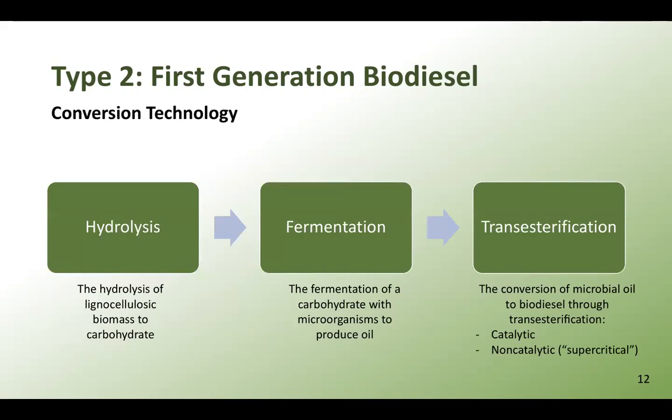As for the conversion technology, it consists of 3 different steps. First, we have the hydrolysis of the biomass to carbohydrate. Then the carbohydrate undergoes a fermentation with microorganisms to produce oil, which is microbial oil. And this oil is then sent to transesterification in the presence of alcohol, such as methanol or ethanol, to obtain biodiesel. And this transesterification step can either be catalytic or non-catalytic.